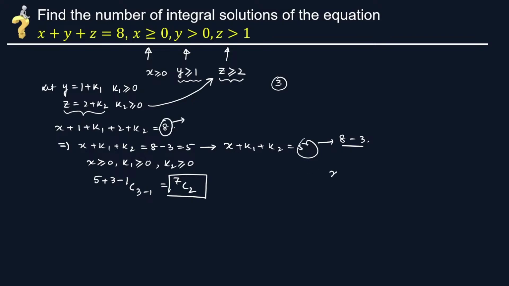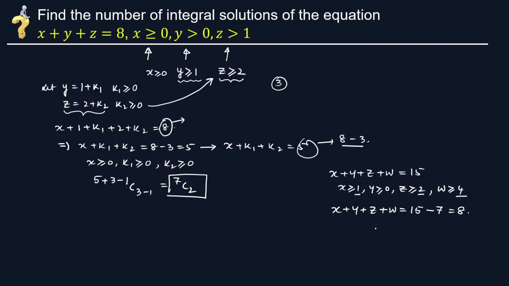Let me take an example. Suppose I say x plus y plus z plus w equals 15. And I say x is greater than or equal to 1, y is greater than or equal to 0, z is greater than or equal to 2, and w is greater than or equal to 4. Now, how many such integral solutions are possible from this equation? For the shortcut, all you will do is simply add 4 plus 2, that is 6, plus 1, that is 7. So you write this equation as x plus y plus z plus w equals 15 minus 7, which gives us 8.